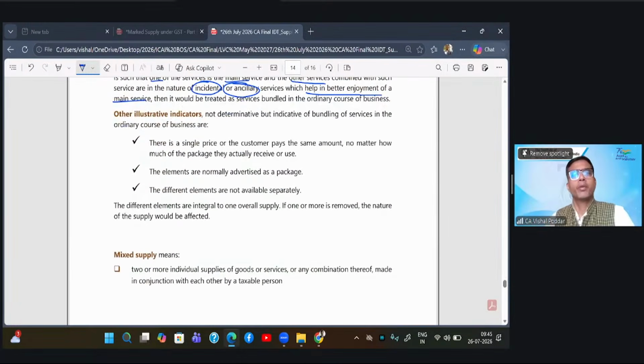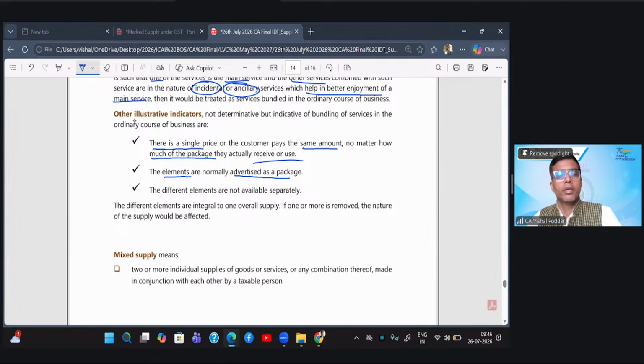Some more illustrative indicators could be that there is a single price, or the customer pays the same amount no matter how much of the package they actually receive. So it means again, as per customer perception, they will have to pay this price and it will cover all these items. Again, the elements are advertised as a package. So whenever you see the advertisement itself showing that along with a razor, a blade will come, for example, then it will be treated as composite.